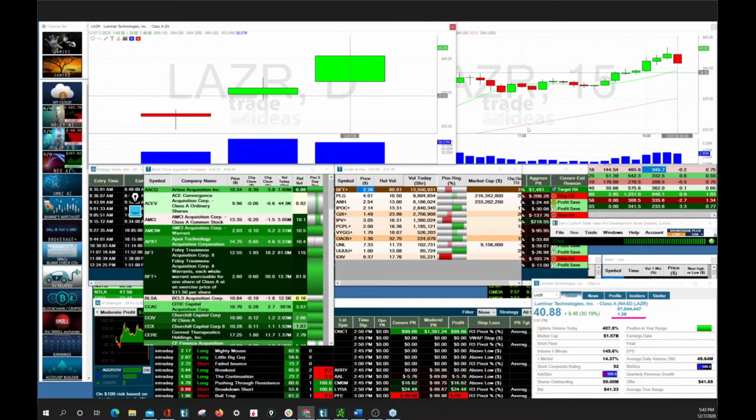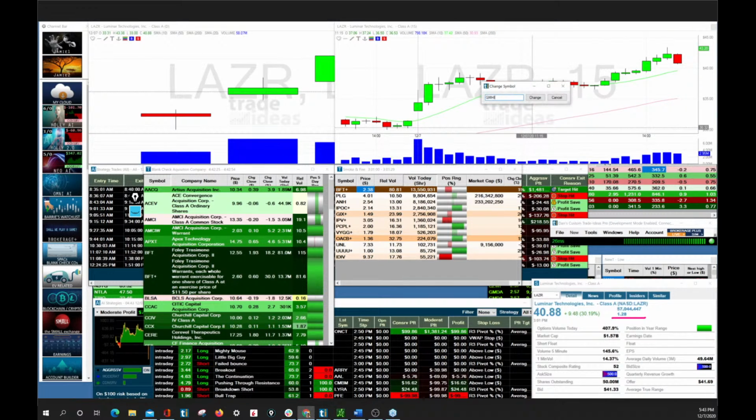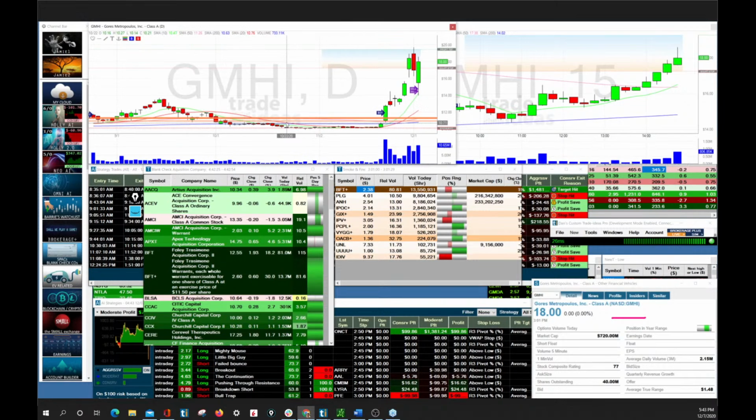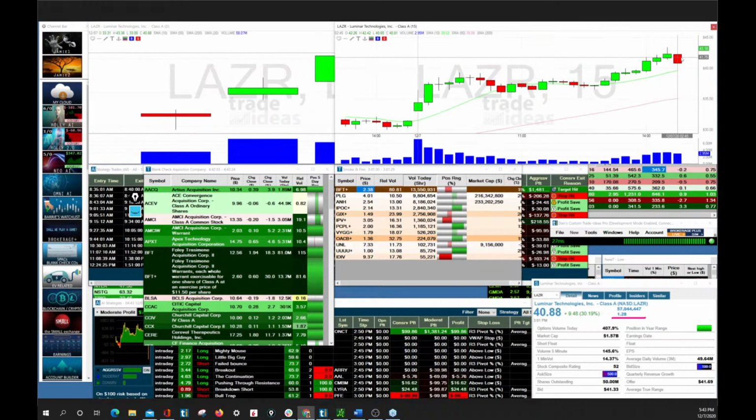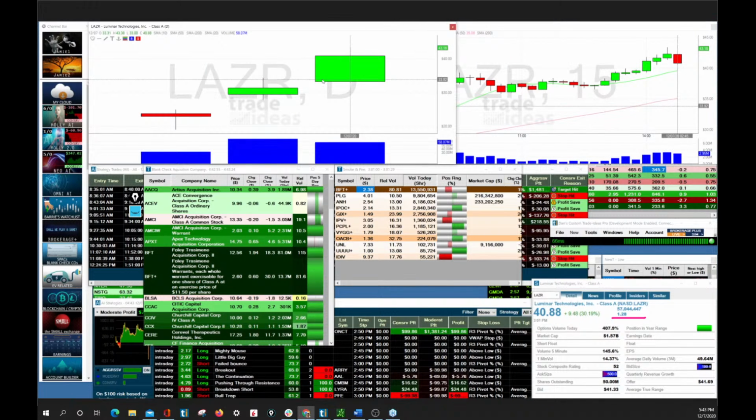So let's back up and look one more time. GMHI. Plenty of time to be in this one. 12, 14, 16, 18. Convert to LASR. So even if you bought the top there and you're in at 18, now you're enjoying a price of 43 and change. Okay. So that's what happened with this one.